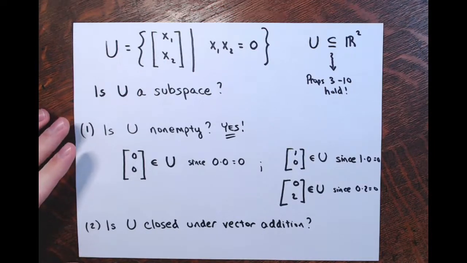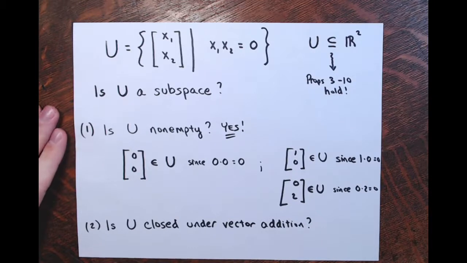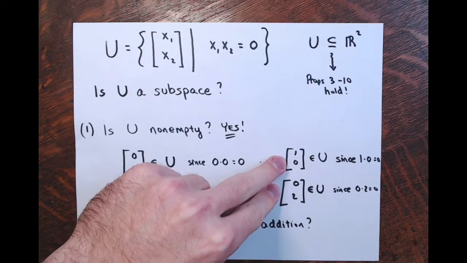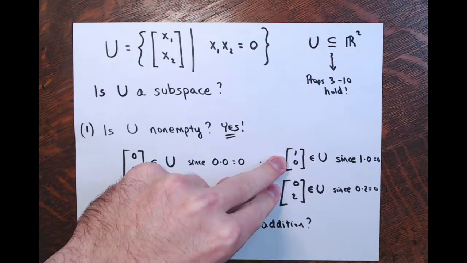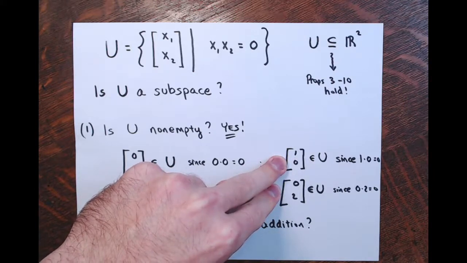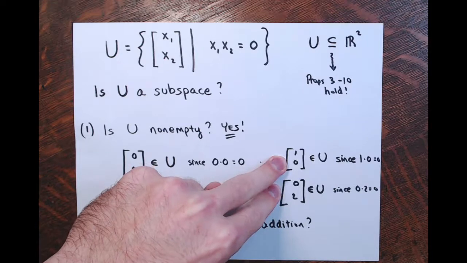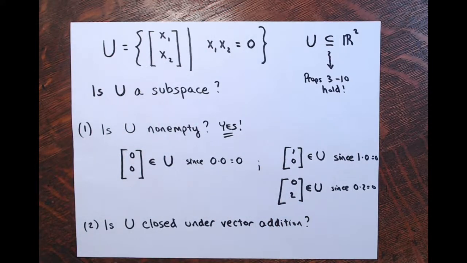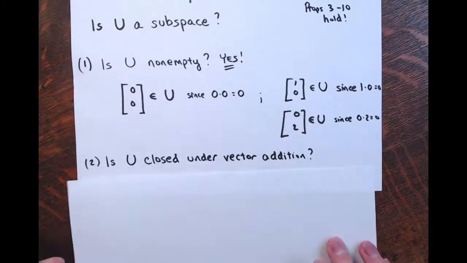Well, right away, I'm seeing the answer is no. But let me go through a more general way, just using these two vectors. If I add those two vectors, using the standard definition of vector addition, the sum of these two vectors that I'm pointing to would be the vector 1, 2. And 1, 2 does not belong to U, because 1 times 2 is not 0. Right. So I'll get to that example.